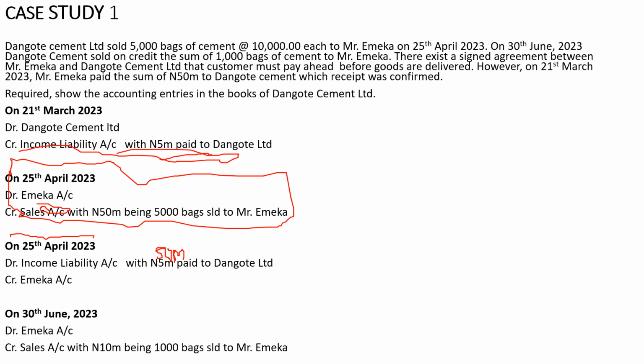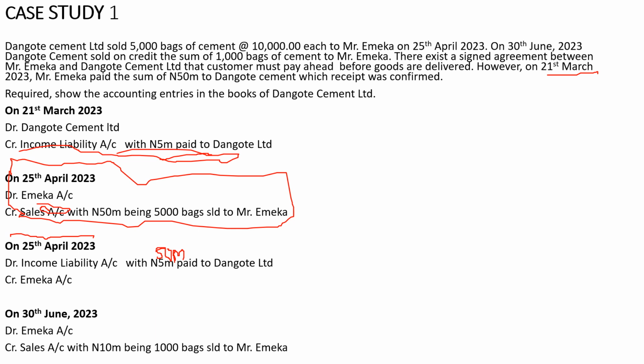Now, the next one would be that there's this, okay, so the next one is, however, on the 25th of March, which is where we are going, actually. On the 21st of March 2023, Mr. Emeka paid the sum of 50 million naira to Dangote, which was confirmed. No, this is not where I want us to go.